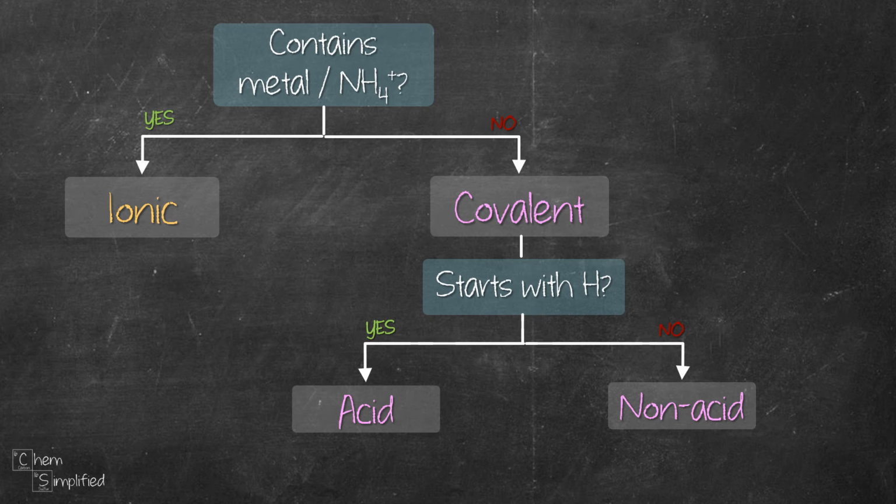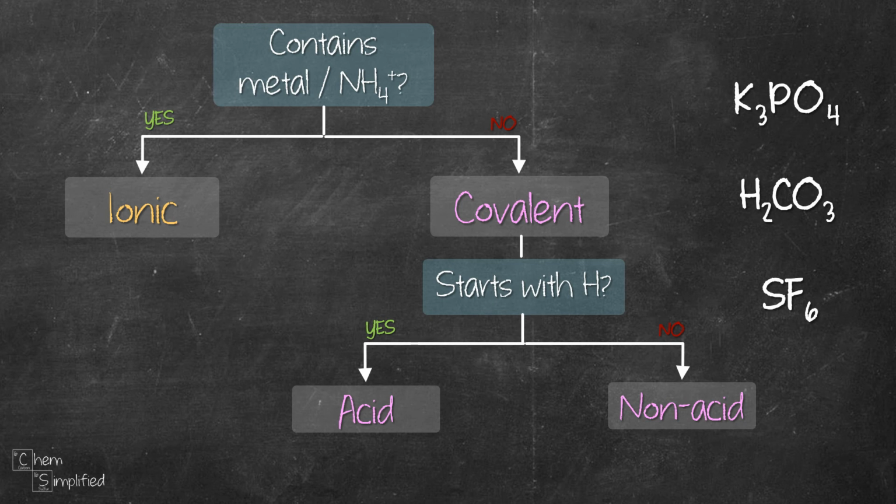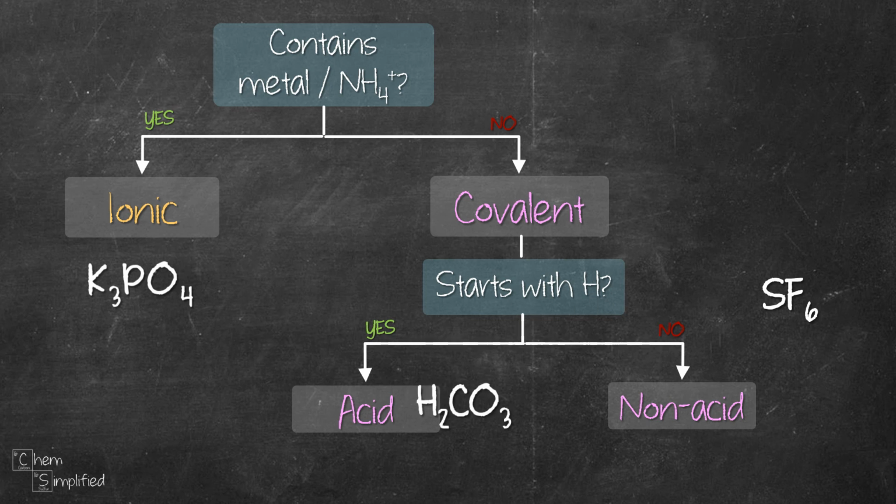Let's try to classify these compounds. Starting with K3PO4, if you look at the formula, K is potassium and potassium is a metal. So that means K3PO4 is an ionic compound. As for H2CO3, all the three elements in H2CO3 are nonmetals. Hydrogen, carbon, and oxygen are nonmetals. Therefore, they are not ionic, they are therefore covalent. And since in the formula it starts with H, that makes it an acid.